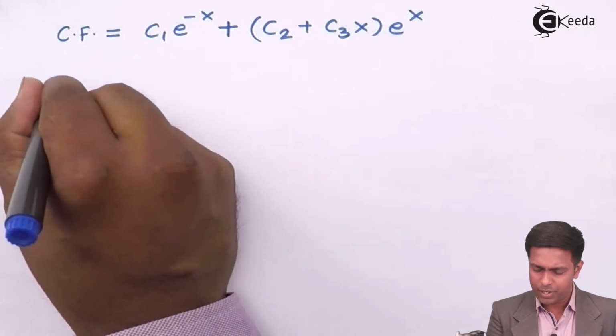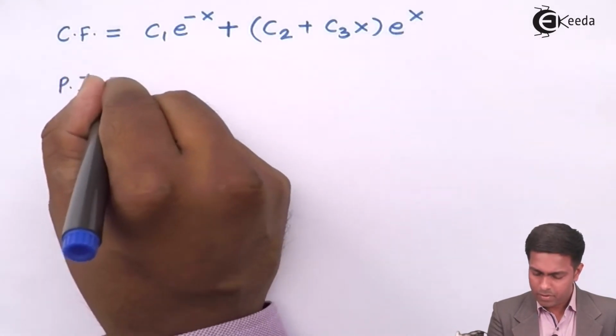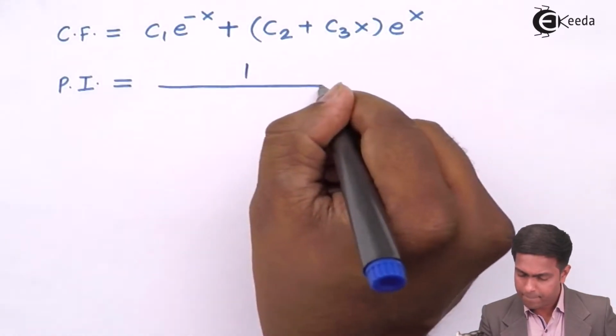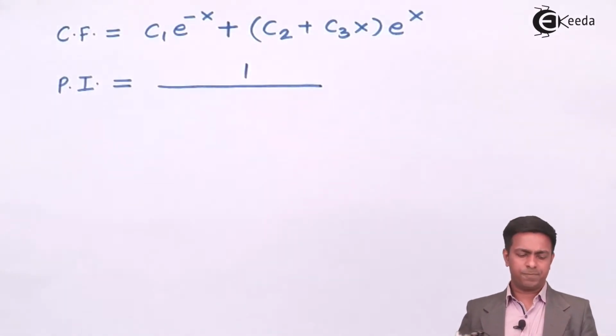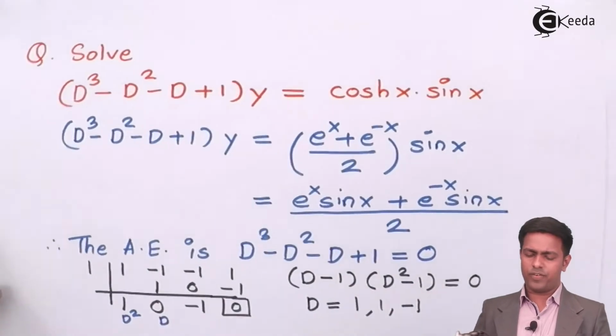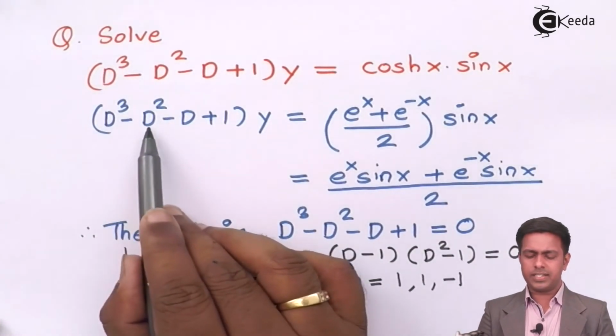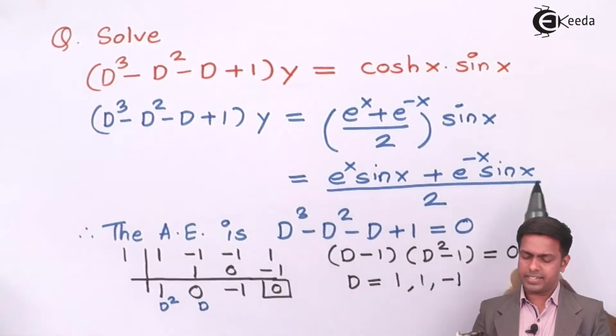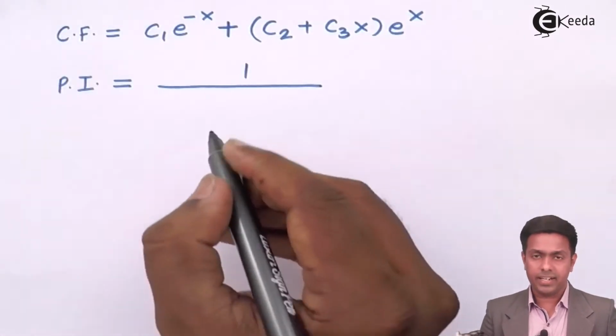Now let's find out the particular integral, which is equal to 1 upon f of d. So guys, here the function of d is d cube minus d square minus d plus 1, into the right hand side. So this is the right hand side, so we'll write it.